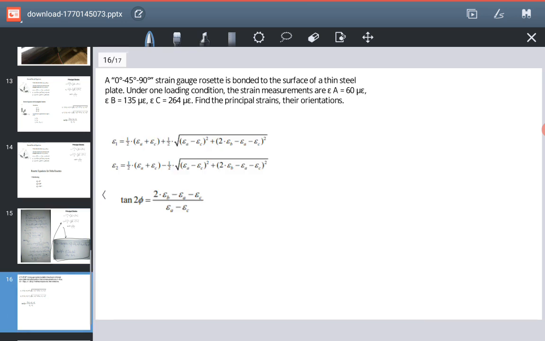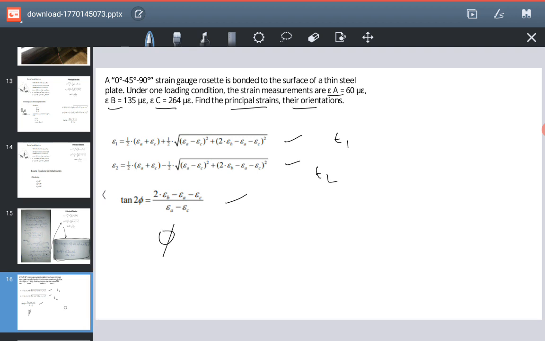So for the first numerical, let's see, a 0, 45, 90 strain gauge rosette is bonded to the surface of a thin steel with EA this and EC this. Find the principal strains and their orientation. Now since we know the formula of rectangular rosettes, or we have already derived it, we simply put in this equation and get the principal strains E1 and E2 and phi.